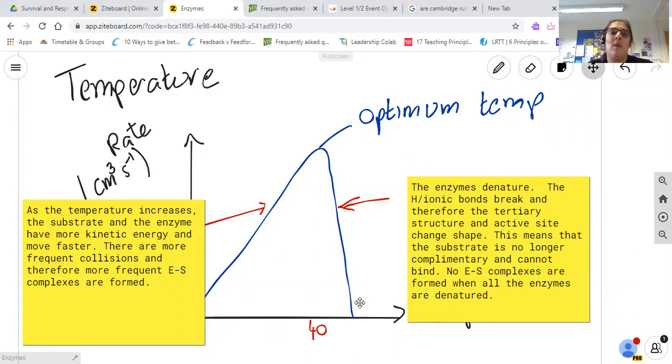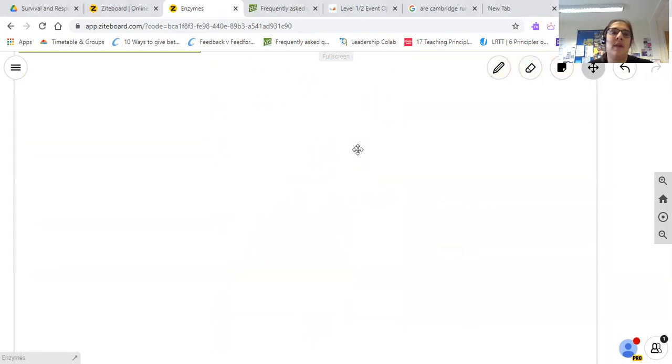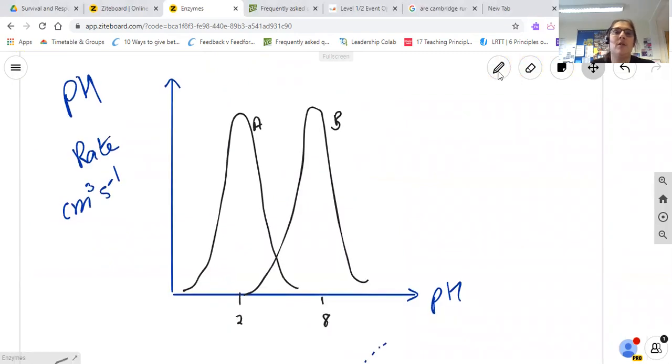Okay, so what about pH? So again, this is a graph you should be used to. We've got two enzymes here. They both have their optimum pH at slightly different pHs. So this is a pH 2, so it could be the enzyme found in the stomach, for example, pepsin. This has a pH optimum of just under 8, so it could be something like amylase. So what do we say is happening either side over here? So it's exactly the same principle as we were looking at before.